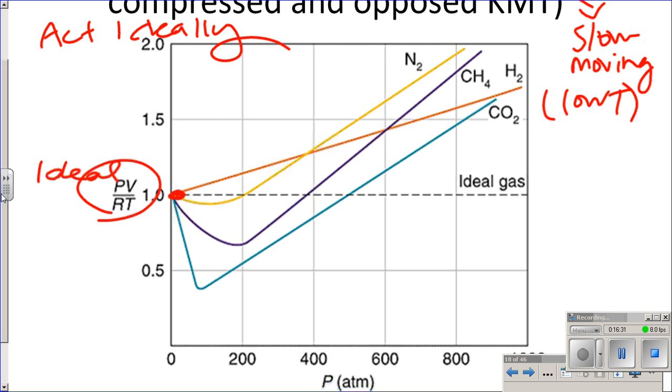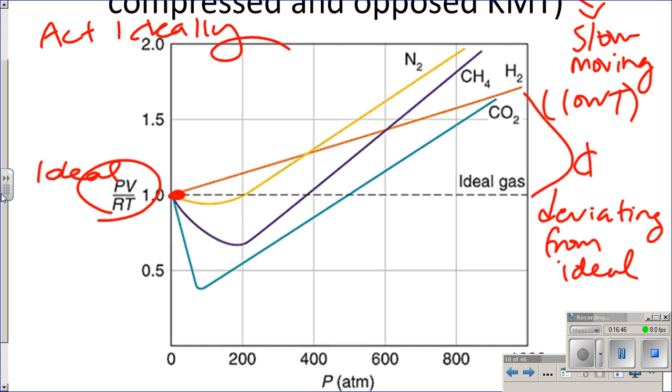So what this is called is as I increase in pressure and these gases, there's nitrogen, methane, hydrogen, and carbon dioxide, they're getting farther away, right? They're deviating from ideal behavior. Because I'm increasing that pressure on them, I'm making them interact. So just like we said, increasing pressure and slowing them down, aka cooling it down, will cause deviation from ideal behavior.